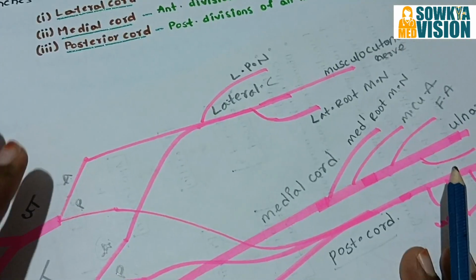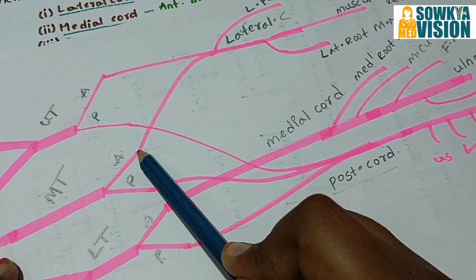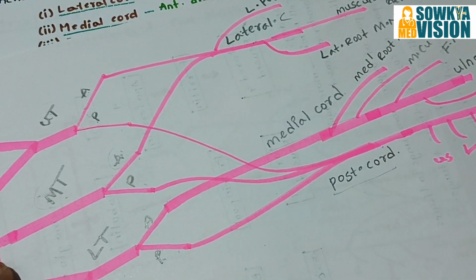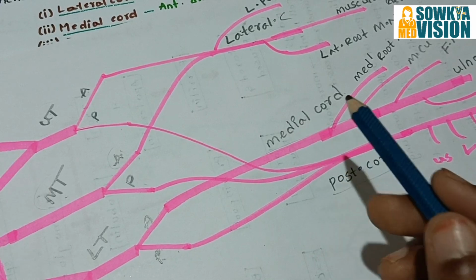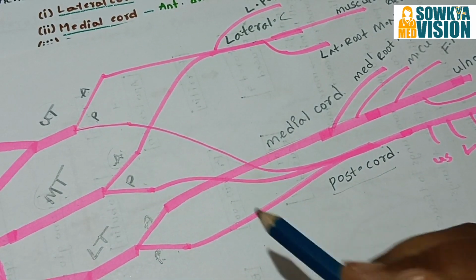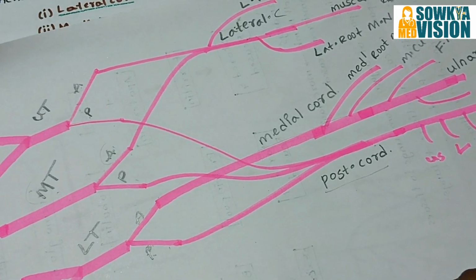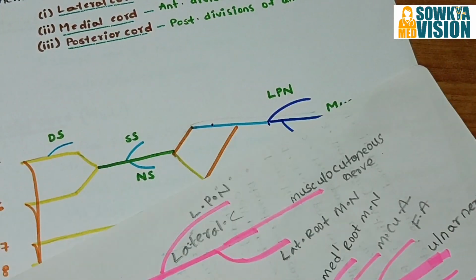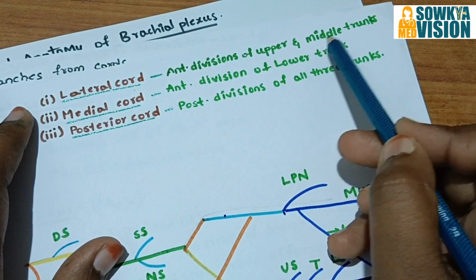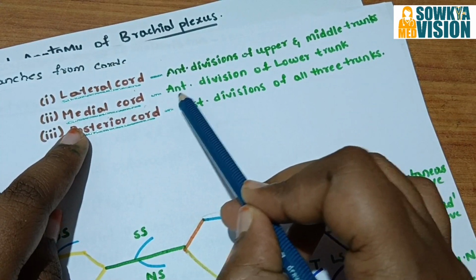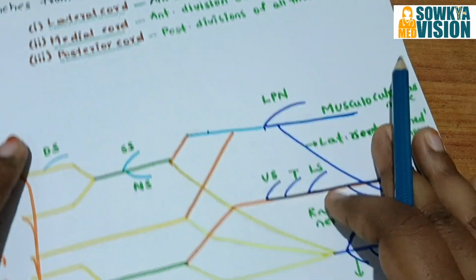How the lateral cord is formed? It is formed by anterior division of upper trunk and anterior division of middle trunk going to form lateral cord. How the medial cord is formed? It is a continuation of anterior division of lower trunk. How posterior cord is formed? It is formed by all 3 posterior divisions of all 3 trunks, going to form posterior cord. Here, lateral cord by anterior division of upper and middle trunk. Medial cord is formed by anterior division of lower trunk. Posterior cord by posterior division of all 3 trunks.